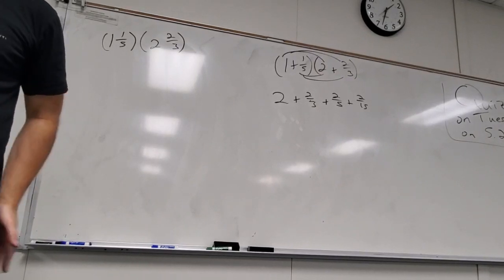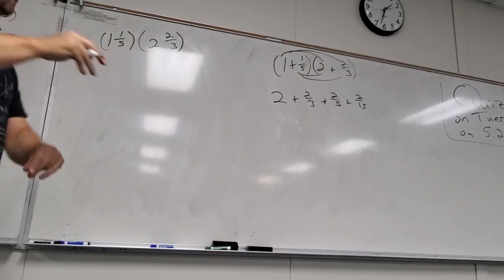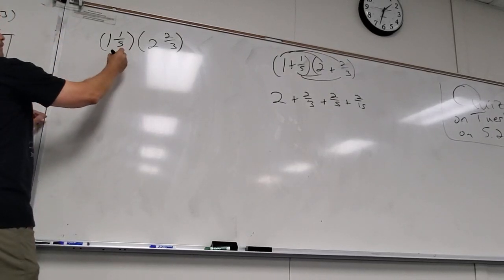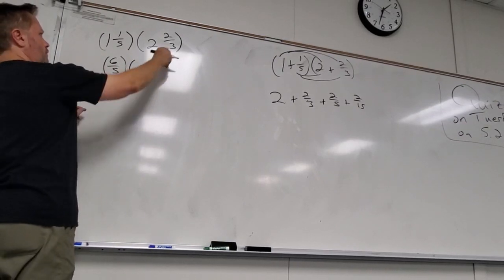Let's do like somebody suggested. Let's change these to improper fractions. What do we get? 6/5. And 8 thirds. Yeah, good. 8/3.